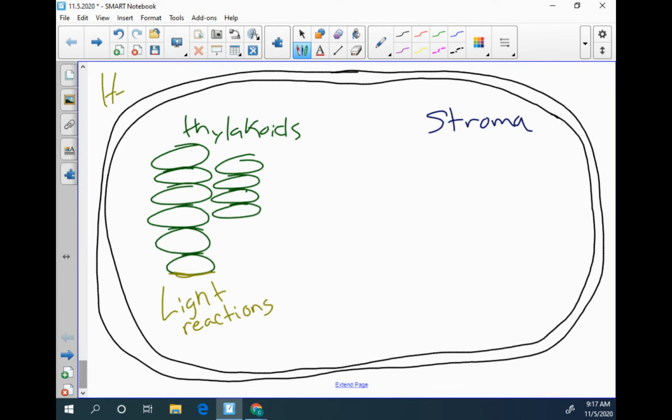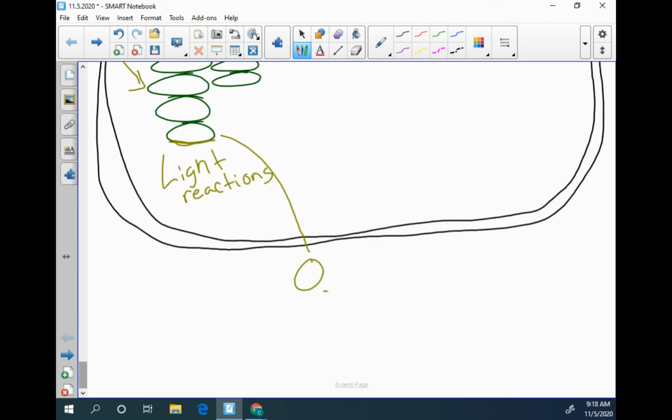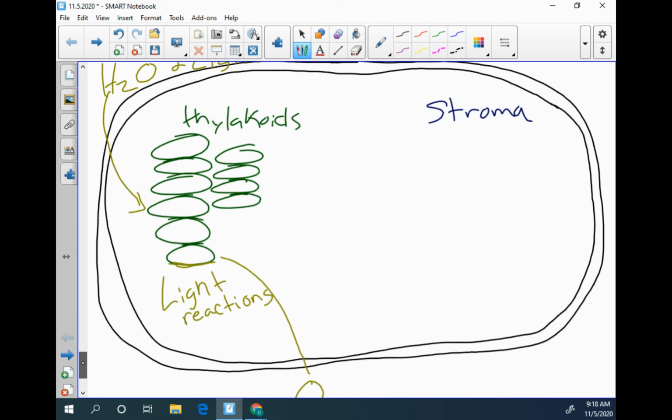We have water and light, and they are going to go into those thylakoid membranes. The light is going to be captured by the chlorophyll. And out of the light reactions, we're going to get oxygen. We are going to get NADPH, and we are going to get ATP.